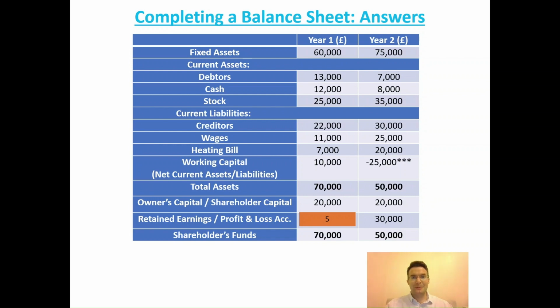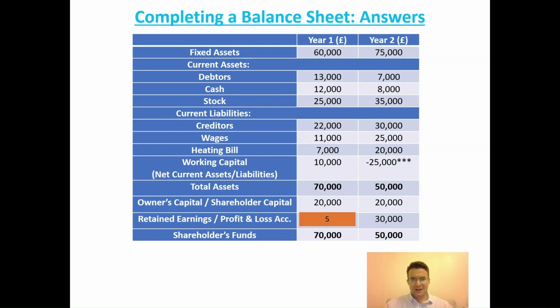The final piece of the puzzle is, of course, number 5. How do we work out the retained earnings in year 1? Well, we know that the total assets figure and the shareholders' funds figure always have to balance, always have to match. They're the same figure. So we look at the total assets in year 1, which is 70,000. We look at the shareholders' funds, which is 70,000.